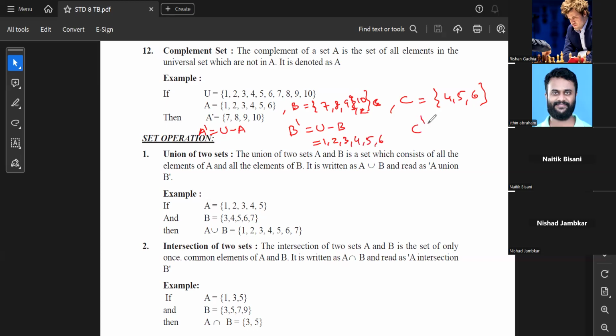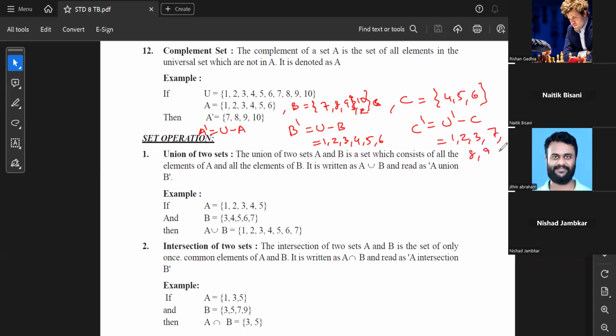And C's complement is universal set minus C. Remove C, which is 4, 5, 6, from the universal set. So you are left with 1, 2, 3, then 7, 8, 9, 10, and so on.